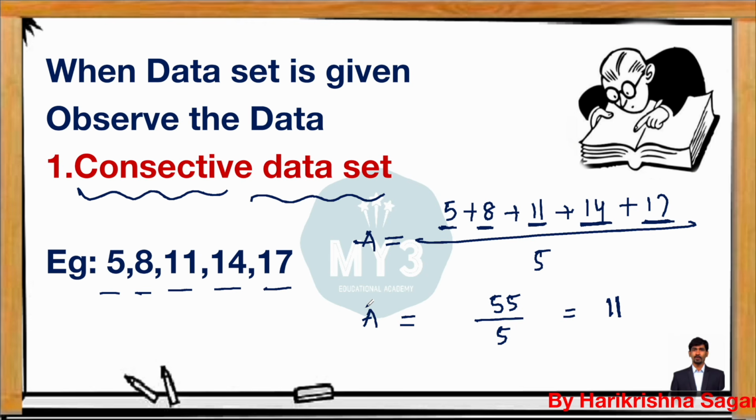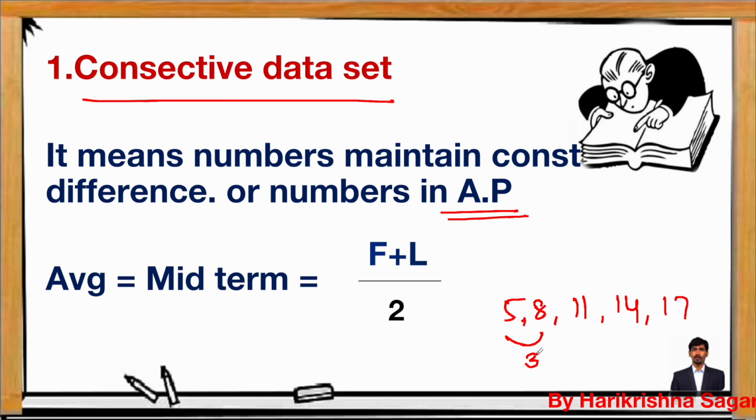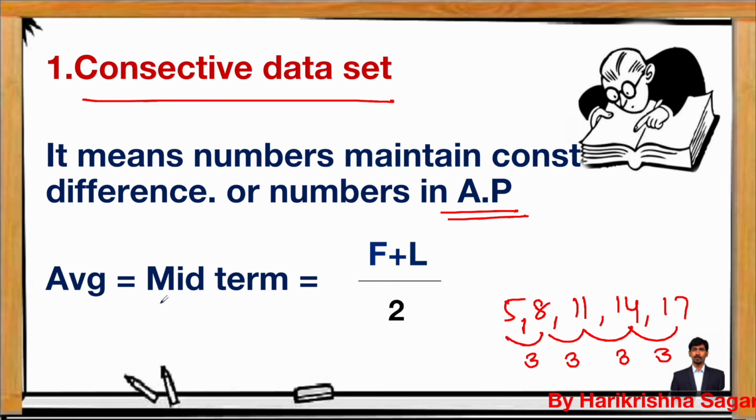But because we are dealing with a consecutive data set, you need not use this conventional approach. You can directly find the average by using one simple formula, that is the middle term. So remember this point, whenever you are dealing with any consecutive data set, or numbers in arithmetic progression. How can we identify it is a consecutive data set? If you observe the numbers here, 5, 8, 11, 14 and 17, there is a difference of 3 each time. Whenever you have a constant difference, that is called a consecutive data set. When dealing with it, no need to use the conventional approach. To find the average, use the simple formula of finding the middle term. What is the middle term here? 11. So that's your average.